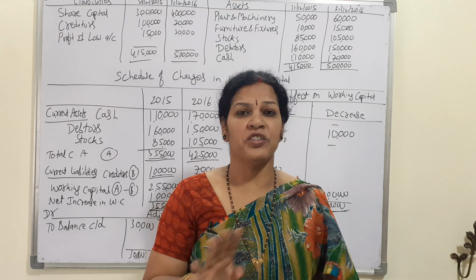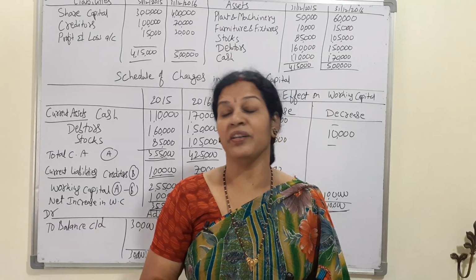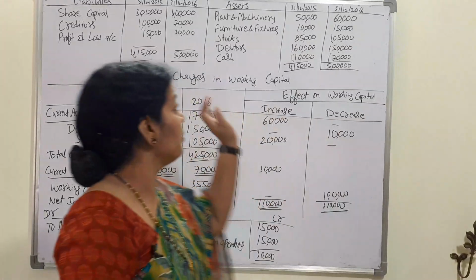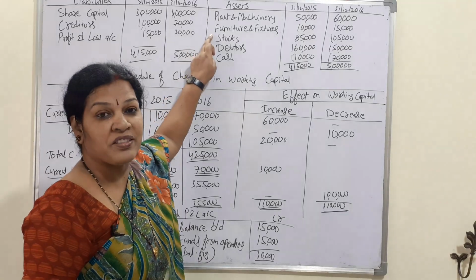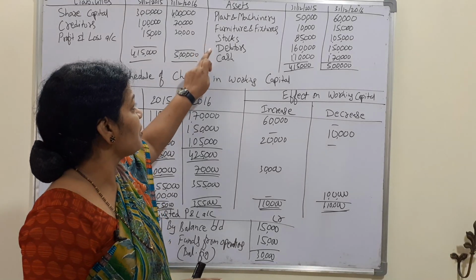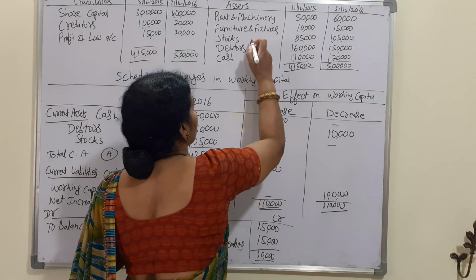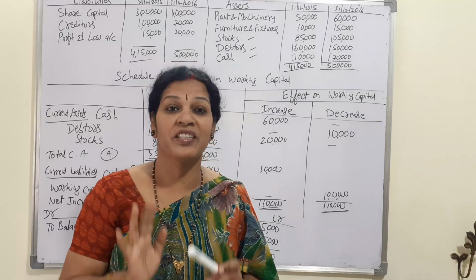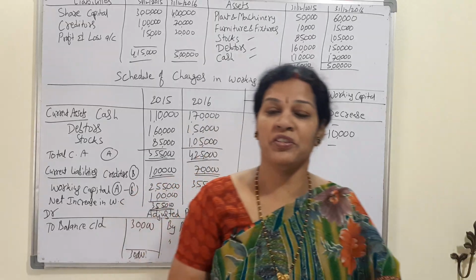Now today's problem, no adjustment, a simple problem we are going to work out. If you understand the basics, adjustments are quite easy. Now coming to this problem, what assets are given to us? Plant and machinery, furniture and fixture, these two are fixed assets. They come in the fund flow statement. Next, stocks, debtors, cash, these three are current assets. They come in the schedule of changes in working capital. We have to decide where all the assets and liabilities come. Once you decide it, problem preparation is very easy.